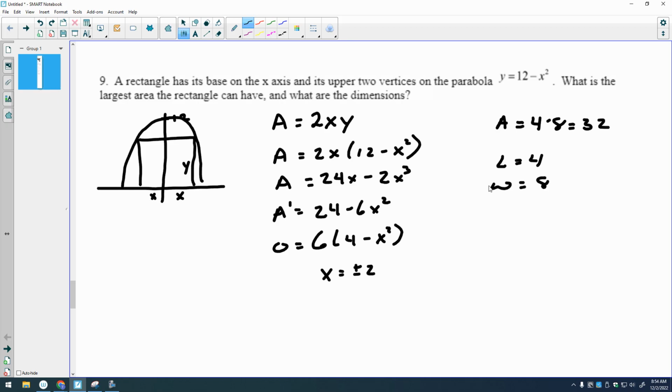And it doesn't matter. You could switch the names. It could be a width of 4 and a length of 8. It doesn't matter. Okay, and my units are what? I don't have units. So it should be 4 units, 8 units, and 32 units squared. Okay.